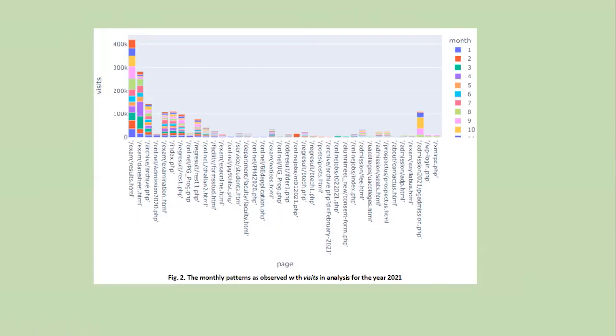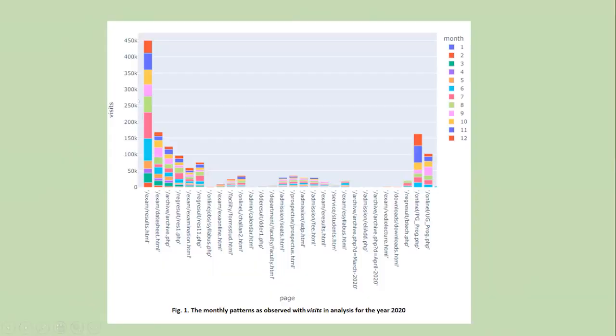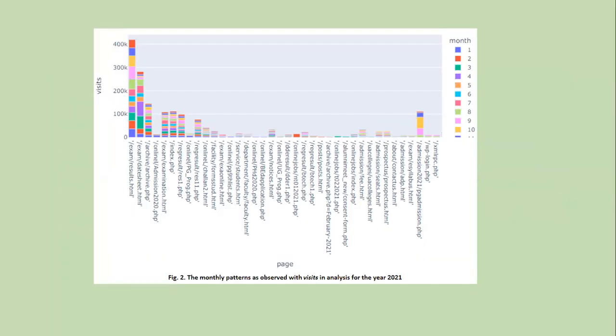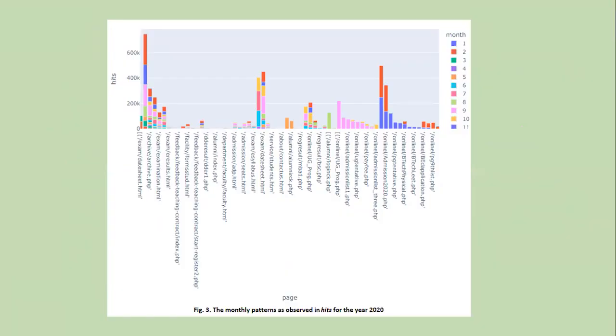This is the same pattern in 2021. You see the results bar is the popular bar, and other activities are not more in this event. You will see the admission bar or results bar or date sheet in 2020 and 2021. Figures 3 and 4 also show the hits. The previous figures 1 and 2 are related to visits, and hits is the cumulative of all the hits on the website. This has the same pattern. Date sheet is the maximum popular, and admission is the maximum. Other activities are very few in 2020 and 2021.